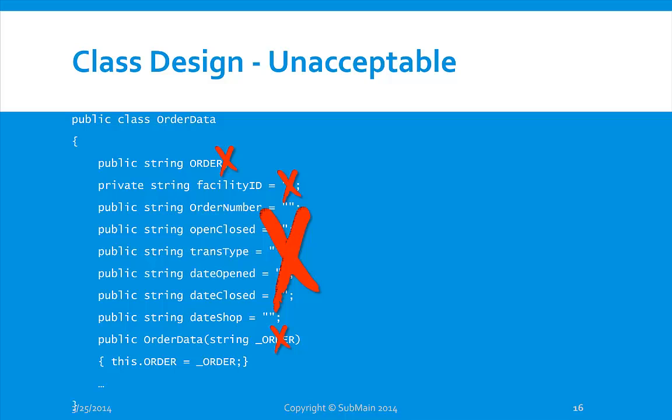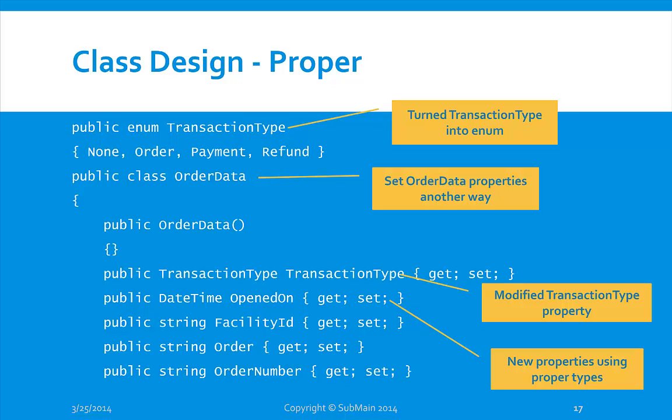Hopefully you are already picking up on some of the issues here. For instance, facilities ID probably shouldn't be a string. Actually, this type has 168 public string fields in reality, and this is definitely not the right way to design a type. So let's look at how some of these things could have been fixed. The first thing I did when I went in to fix this type is I turned transaction type into an enumeration, like none, order, payment, refund. Again, this is easy not only to understand in code, but very easy to detect problems even while you're building the code.